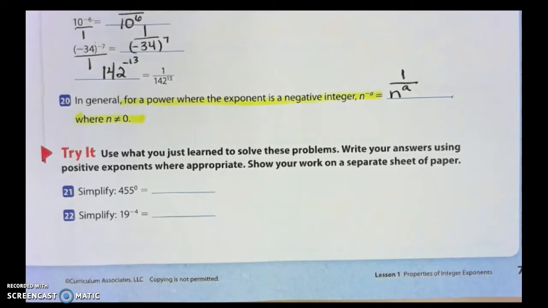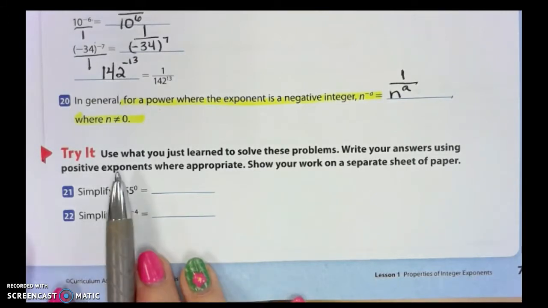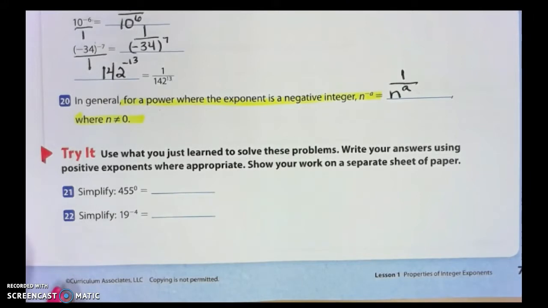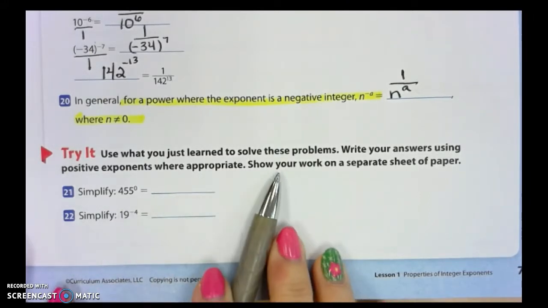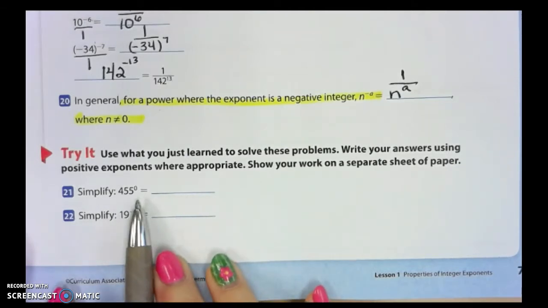We've got 2 examples at the bottom of the page. I'm going to give you 4 minutes to do those 2 questions. Use what you just learned to solve these problems. Write your answers using positive exponents where appropriate. Show your work on a separate sheet of paper. You do not need a separate sheet of paper.